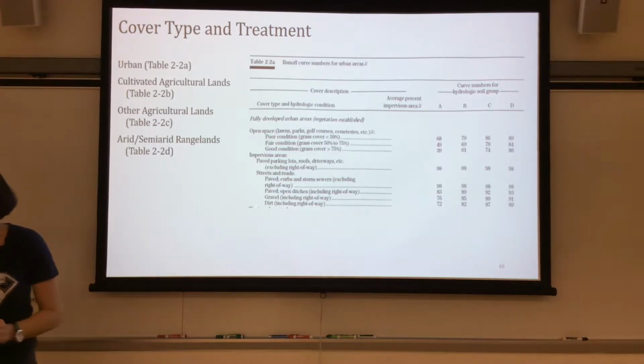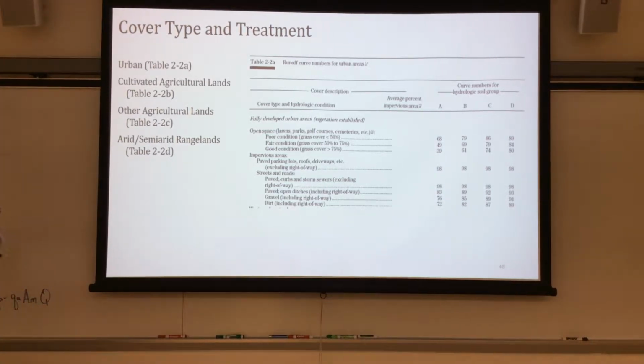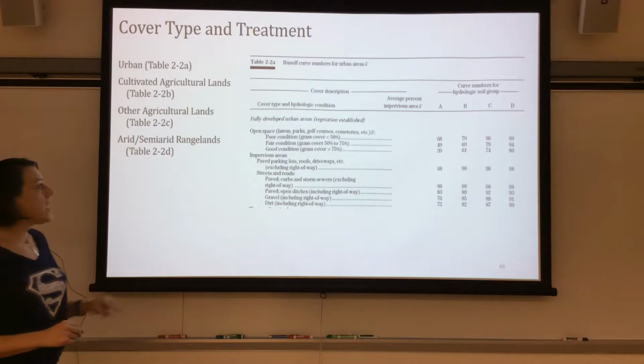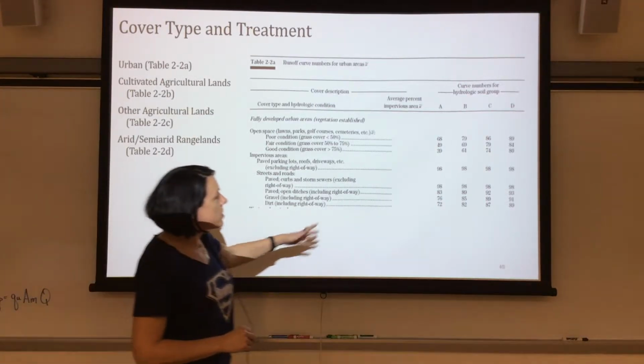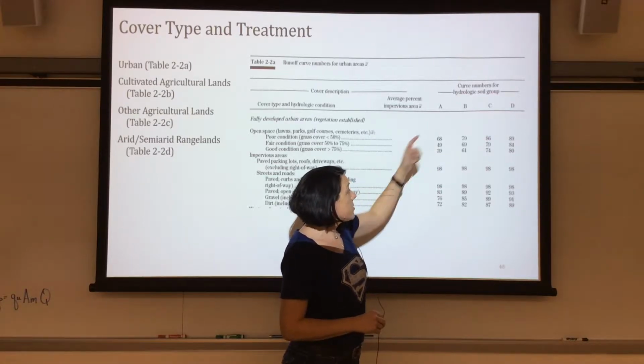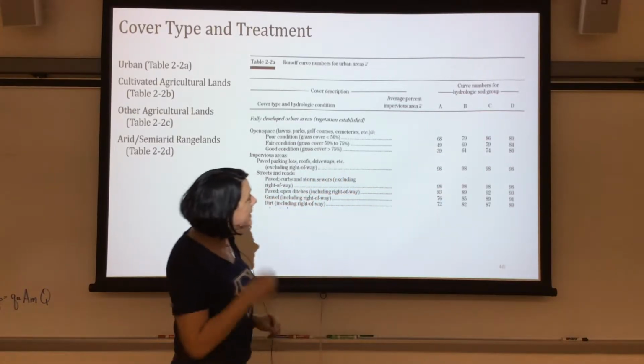All right, so the type of cover and treatment. This is what I was telling you about, the curve numbers and the tables. So all of your curve numbers are over here, for soil types A, B, C, and D.